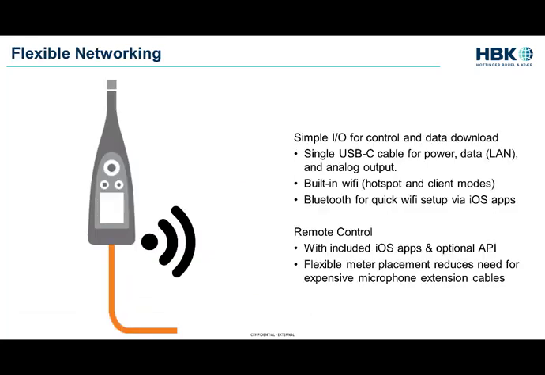The physical I/O for the 2245 is incredibly simple, using only a single USB-C connector for power, data, and analog output. The built-in Wi-Fi can be used either as a hotspot for connecting your phone to the meter, or in a client mode so you can connect the meter to an existing local network. Bluetooth onboard the meter also is useful on the iOS app to quickly connect your meter to the local Wi-Fi.